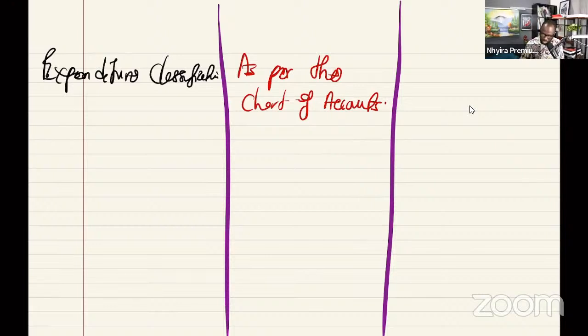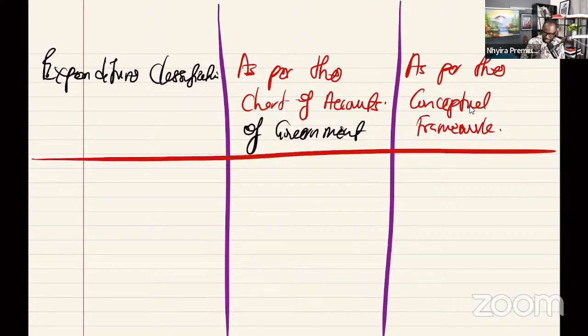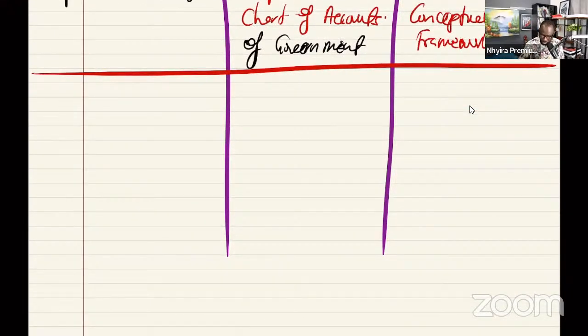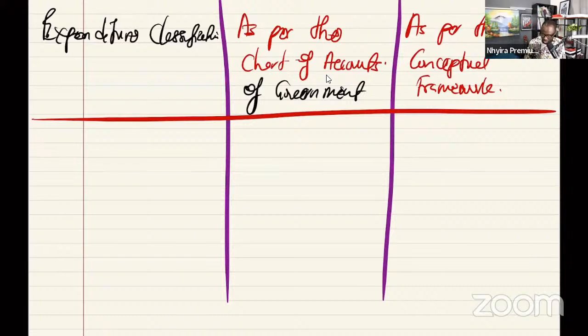Let me finish with this. So expenditure classification as per the chart of accounts of government, but this one will be as per the conceptual framework. Then we can bring Japan's points up finally, then we should be out of this area. Then we bring Japan's points up as well in that case.